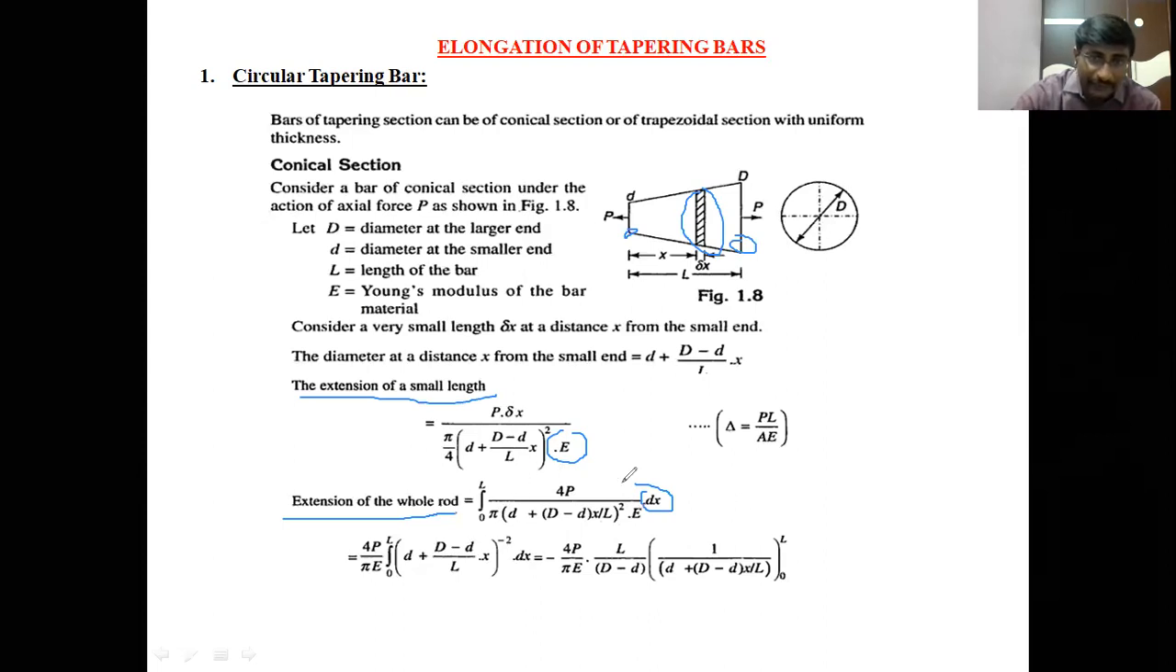Here, from this equation, we can take some constants out of the integration. What are the constants? 4P is a constant, P is the same throughout, pi is a constant, and E is also a constant. So 4P by pi E is a constant that we can take out of the integration. The remaining equation is the integration with the denominator d plus (D minus d) into x by L, whole square.